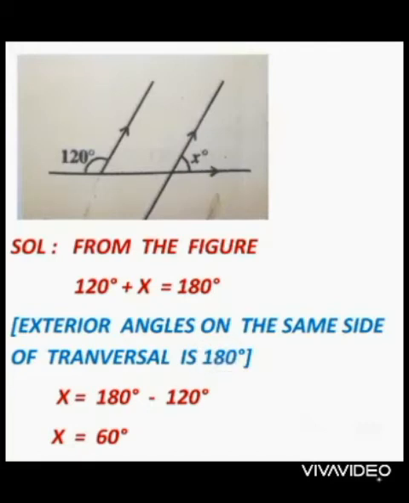So 120 plus x is equal to 180 degrees. You have to find out the value of x. Now let us transpose 120 to the right hand side. Then you will get x is equal to 180 degrees minus 120 degrees. So the value of x is equal to 60 degrees. Next we are going to find the measure of y.